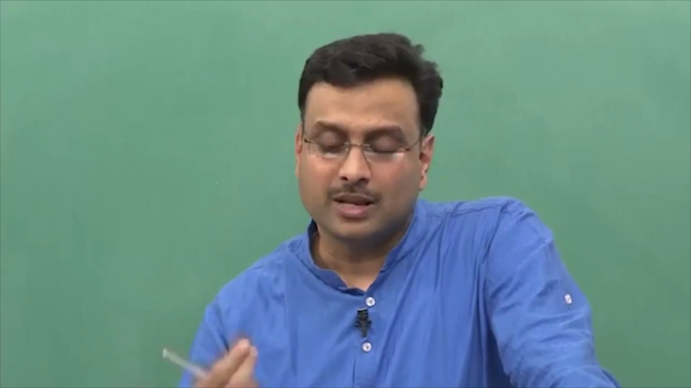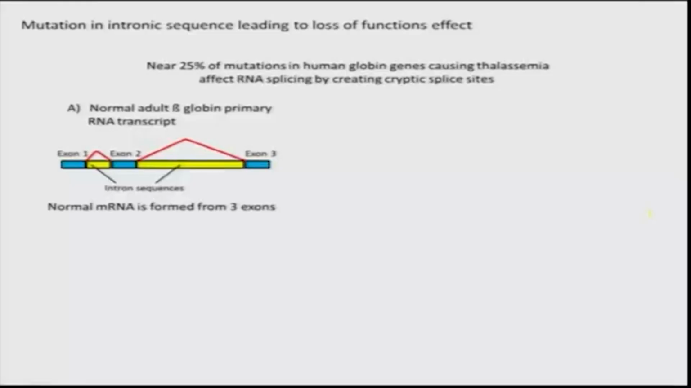So a change can make a signal for a splice site which was not present earlier. That could lead to aberrant splicing. Let's see here. This is a normal beta globin gene in a primary RNA, right? Exon 1, exon 2, exon 3, and all the introns shown in yellow color are spliced out and the exons are joined together to form a normal RNA.